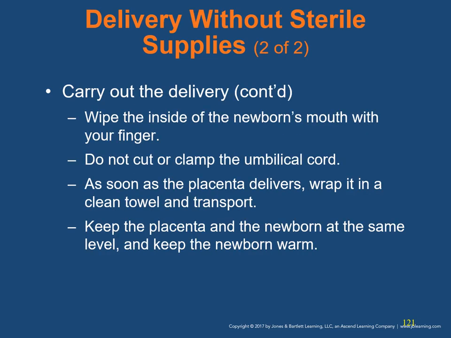As soon as the newborn is delivered, wipe the inside of the mouth with your finger to clear away blood and mucus. You should not cut or clamp the umbilical cord. Instead, as soon as the placenta delivers, wrap it in a clean towel or put it in a plastic bag and transport it to the hospital. Always keep the placenta and the newborn at the same level, or elevate the placenta slightly if possible. Keep the newborn warm.